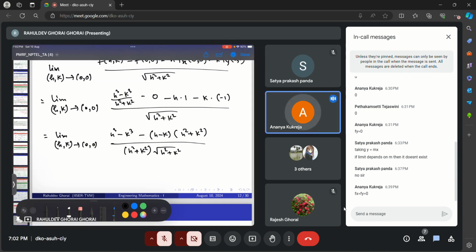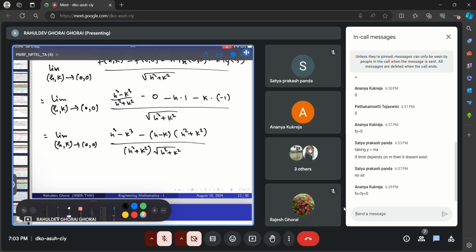Sir, I'm getting limit does not exist. Why? How? Sir, if we simplify this expression and then put h equals r cos theta and k equals r sin theta. Okay, if you do that, then what is the limit you are getting? Sir, I'm getting that the r terms will cancel and it depends on theta.